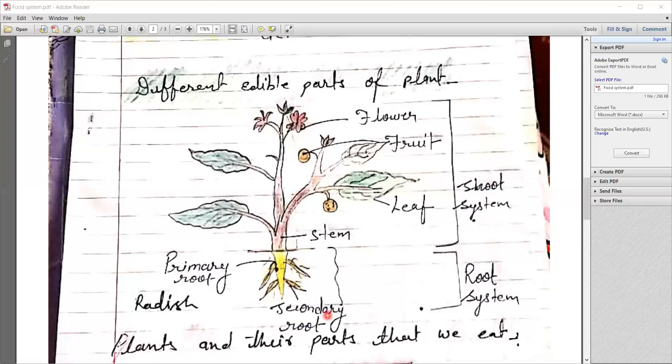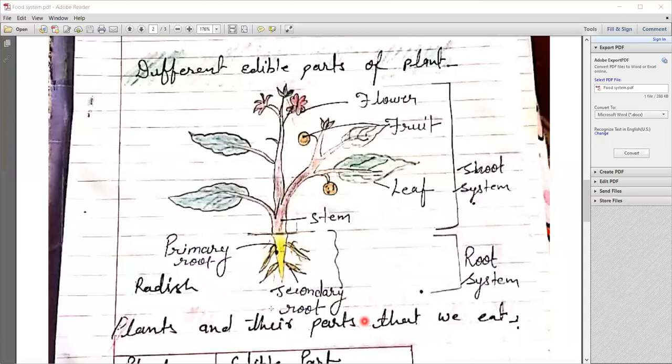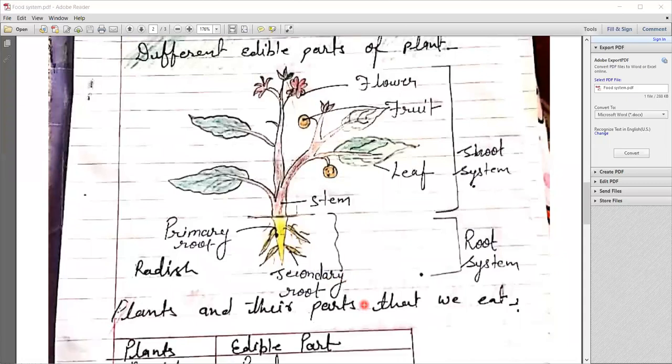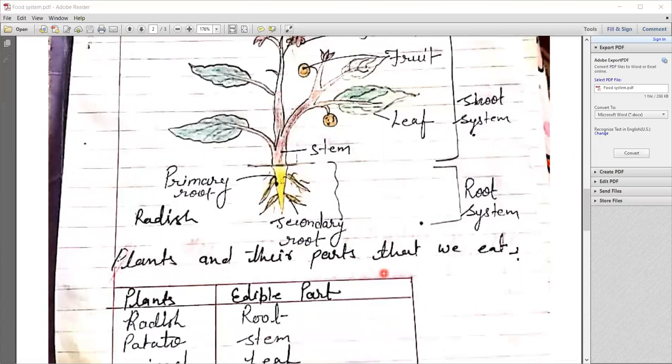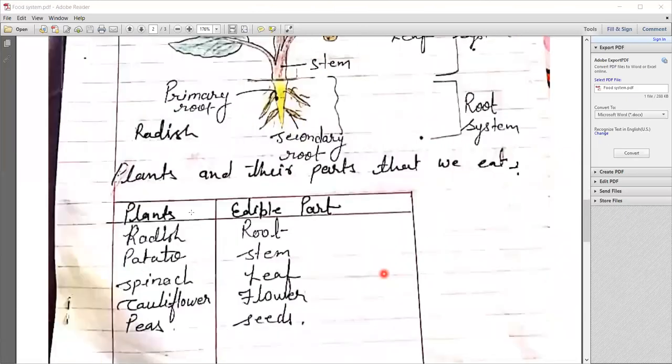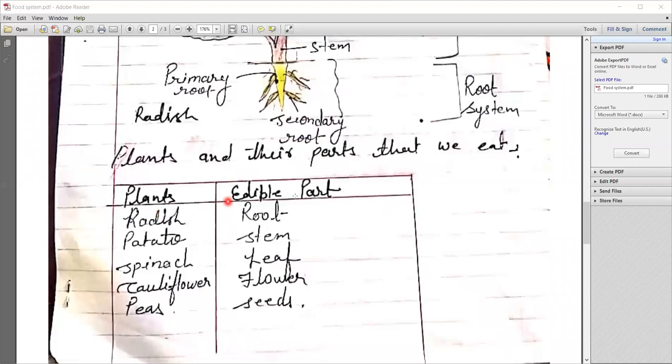Different parts of plants are eaten as food. In some plants, stem is eaten as food, in some plants, leaf is eaten as food, in some plants, flower is eaten as food, and in some plants, fruit is eaten as food. Now you can easily understand it with the table. I have drawn a table just below the diagram, plants and their parts that we eat. Here also I have made two columns. In the first column I have written the name of plants, and in the second column I have written the part of the plant which is eaten as food.